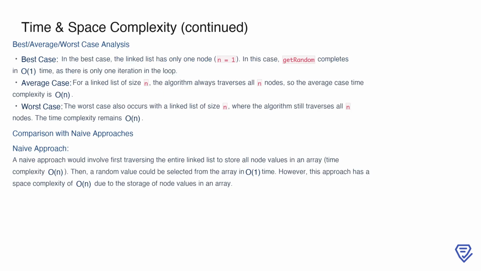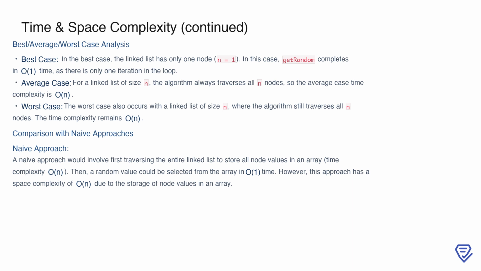Next, we can analyze the best, average, and worst-case scenarios for this algorithm. In the best case, the linked list contains only one node, meaning n equals 1. Here, the getRandom method completes in O(1) time since the while loop executes only once. For the average case, the linked list has n nodes, and the algorithm will always traverse all n nodes regardless of the random selection, making the average time complexity O(n). Similarly, in the worst case, the linked list also has n nodes, and the algorithm still traverses all n nodes, so the time complexity remains O(n).